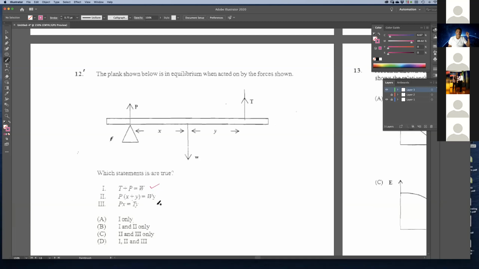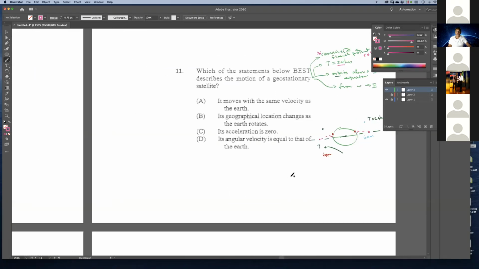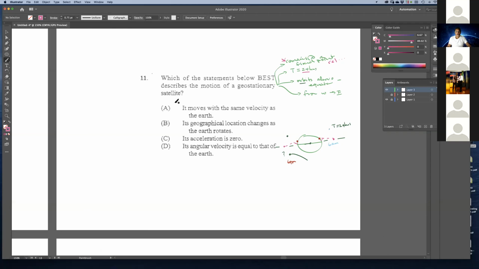What was the answer for the one previously with the geostationary satellite? Geostationary. Which best describes the motion? The motion is the same velocity as the Earth.